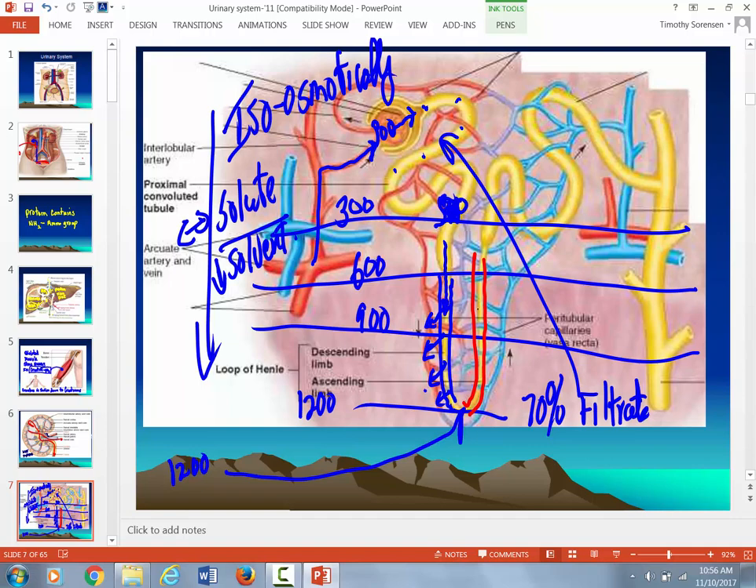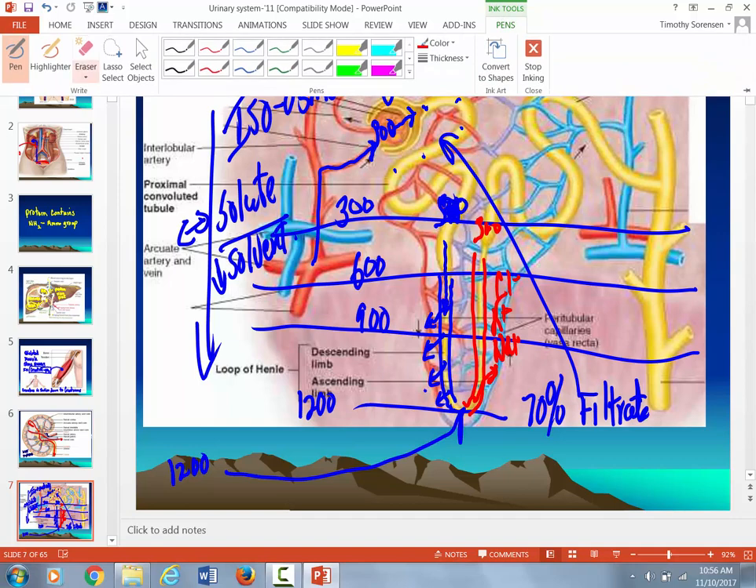Watch. In the ascending limb of the loop of Don Henley, the only thing that can get reabsorbed is electrolytes. Water is impermeable. So if you are reabsorbing sodium, potassium, chloride, and you're not reabsorbing water back into the blood, what's going to happen to the osmolarity? It's going to go down. Very good. Until the osmolarity is back to 300. Are you following? Now, this is very important.